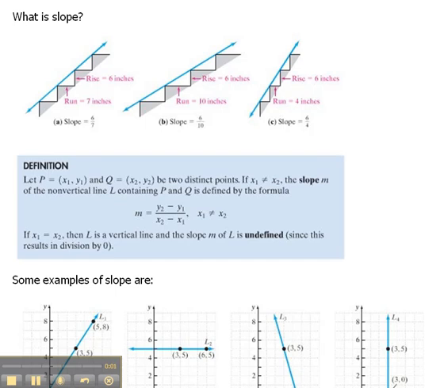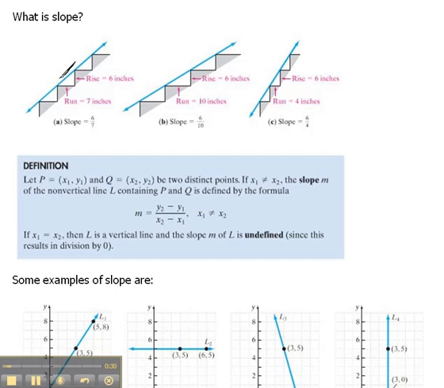Now, before we start writing equations of lines, the first thing we need to do is talk about slope. And hopefully you guys have seen this before, but just in case, let's do a refresher on it. Slope is actually the ratio of the change in y compared to the change in x. So a much easier way of looking at that is rise over run.